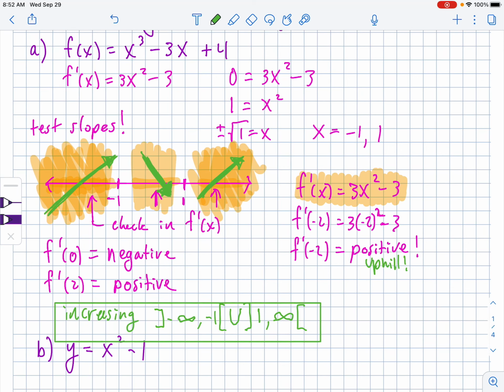Now, you don't necessarily have to use the interval notation with the brackets. You could use the alligators. That's fine as well. But that's where it's increasing.